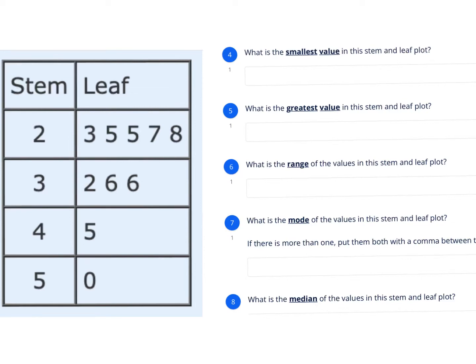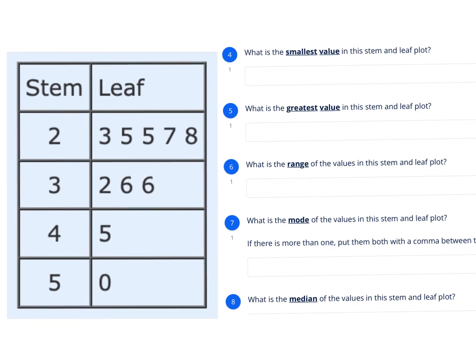Okay, this is called a stem and leaf plot. Now what's important to remember is the numbers in the stem column. The number in the stem column is the tens place. The number in the leaf column is your ones place.